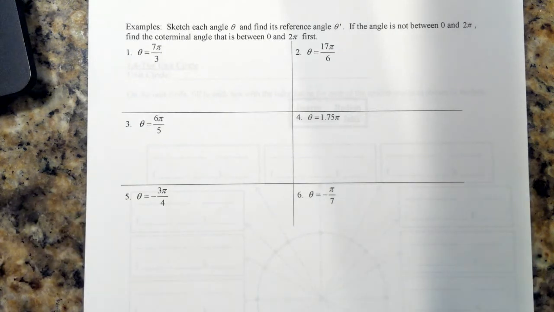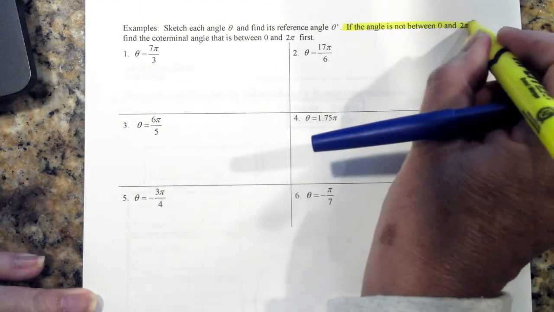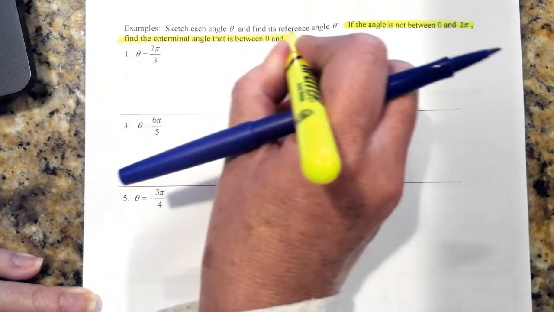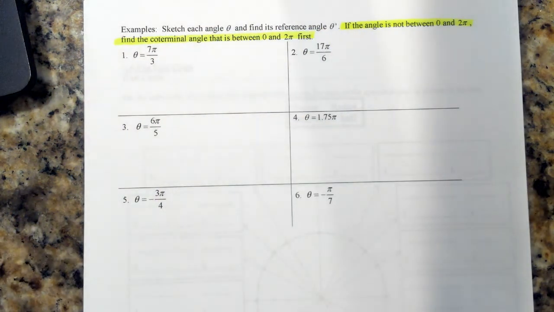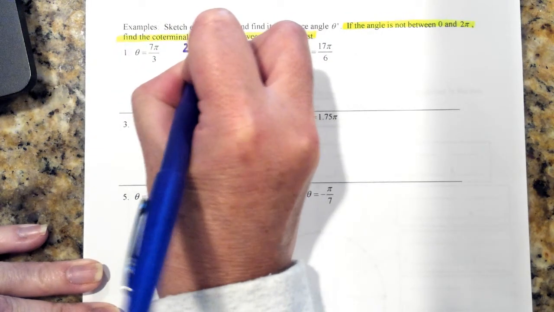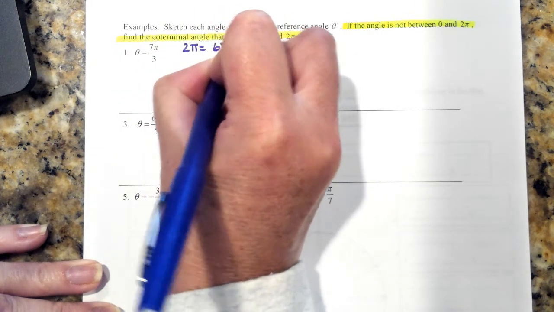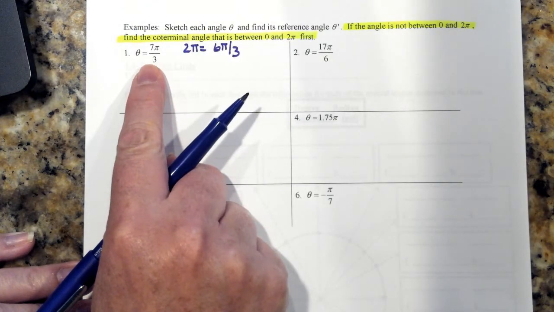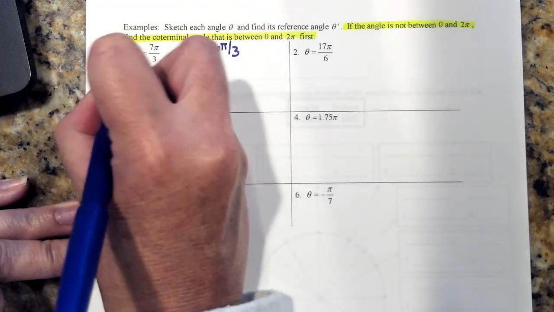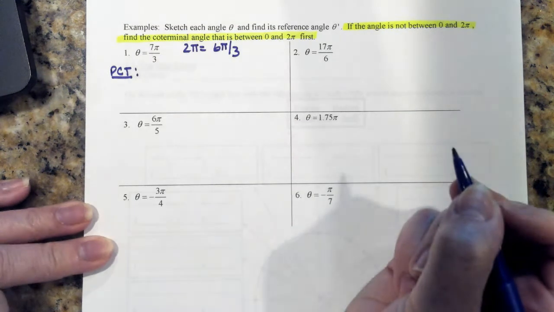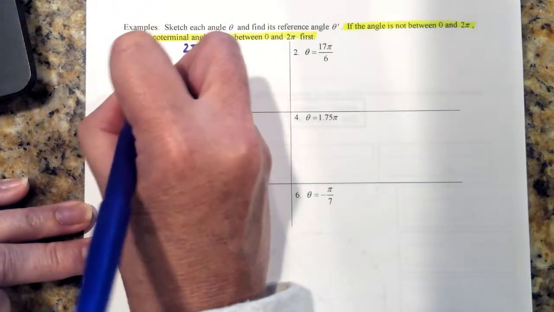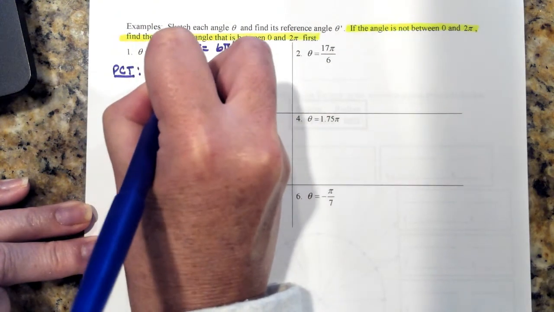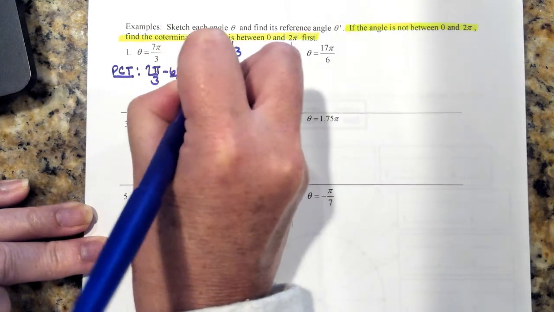And like I just mentioned, if the angle is not between 0 and 2 pi, find the coterminal angle that is between 0 and 2 pi first. So I know 7 pi over 3, remember 2 pi is equivalent with a common denominator of 3 to 6 pi over 3. So I know that 7 pi over 3 is greater than 6 pi over 3. So what I want to do is find my positive coterminal angle first between 0 and 2 pi. So I'm going to take 7 pi over 3 minus 6 pi over 3, which gives me pi over 3.